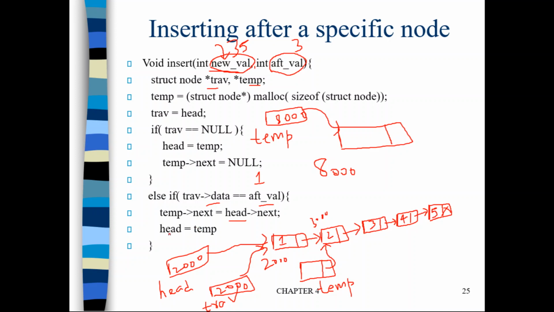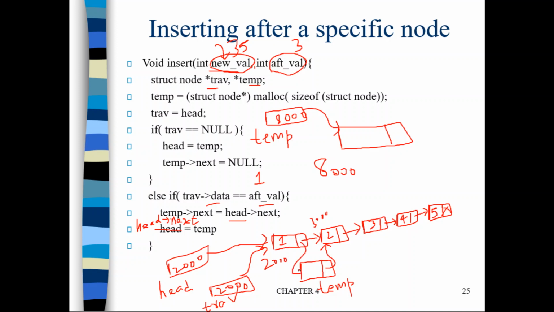So next you have to write, sorry, this is head arrow next. Either head arrow next or traverse arrow next, whatever it may be, because both head and traverse are pointing to the same location. So head arrow next is equal to temp. This is head arrow next, and that will be equal to temp.